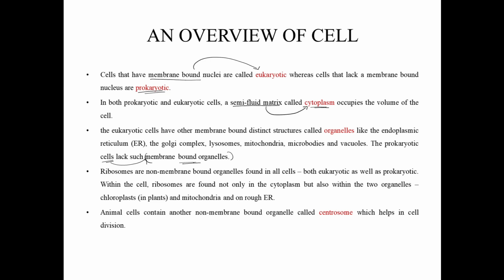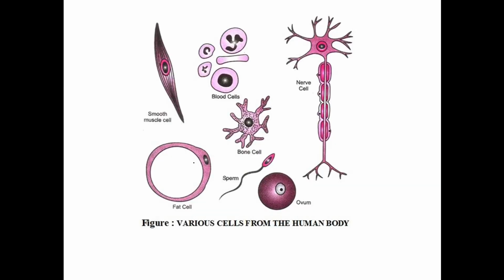Within the cell, ribosomes are not only present in the cytoplasm, but they are also present in two organelles, that is mitochondria and on rough endoplasmic reticulum. Now you can see in this diagram there are various cells from the human body. This is the smooth muscle cell, the blood cell, the nerve cell, male sperm cell and female ovum, as well as fat cell. Now you can see that there are different shapes of these cells according to their structure and function.